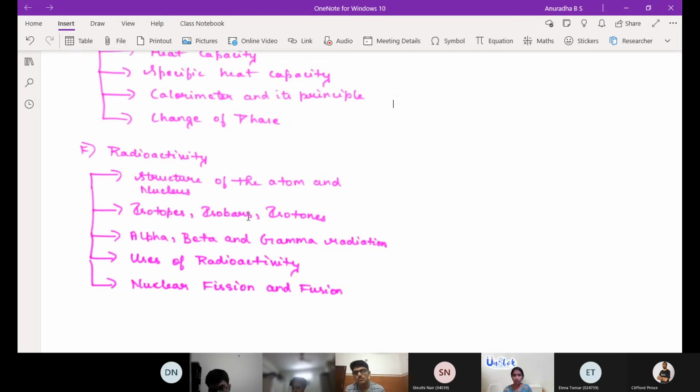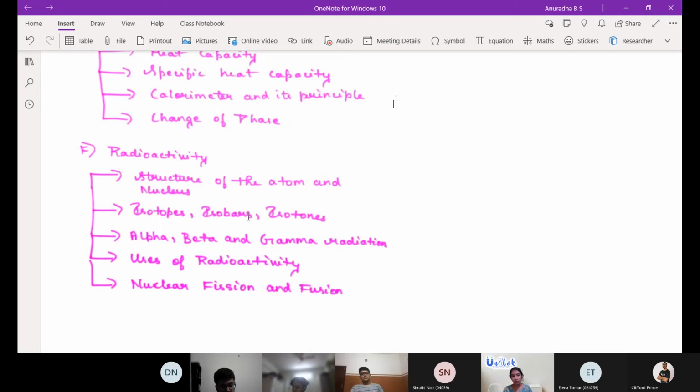If an atom is not stable, what happens? You will be learning about isotopes, isobars, isotones and all. You know what isotopes are? Yes, but I've studied about isotopes, isobars, isotones, so you're supposed to know that. Then you will learn about alpha, beta, gamma radiations, and why they happen. It is because if the atom is unstable, only then such radiations will take place.